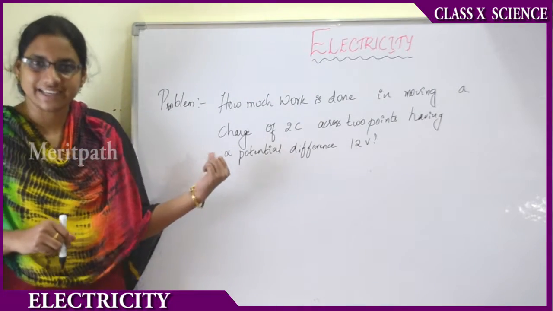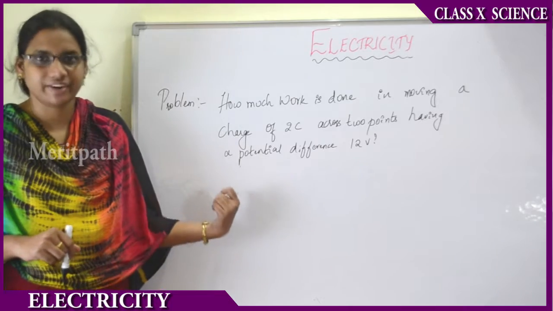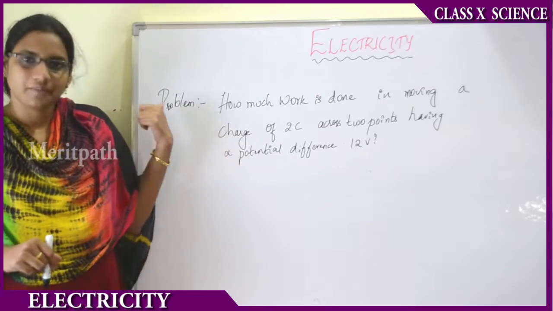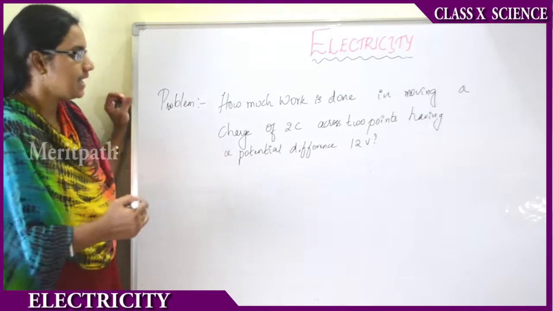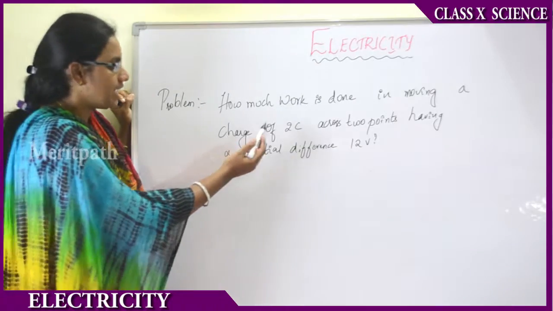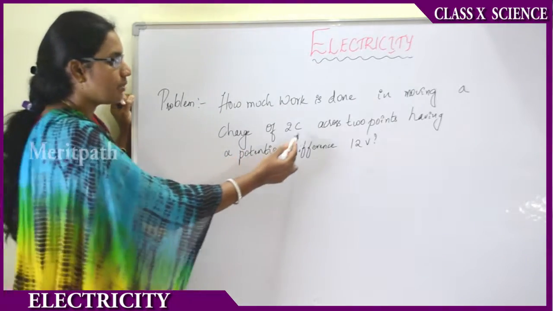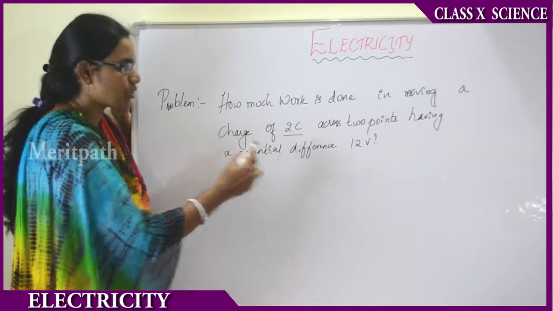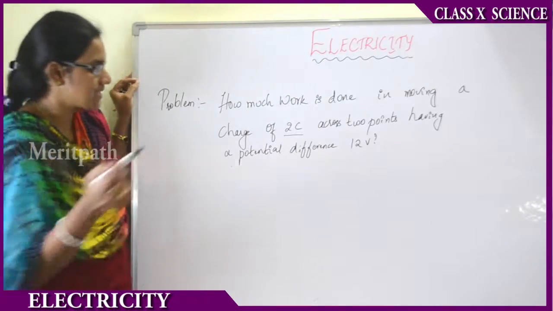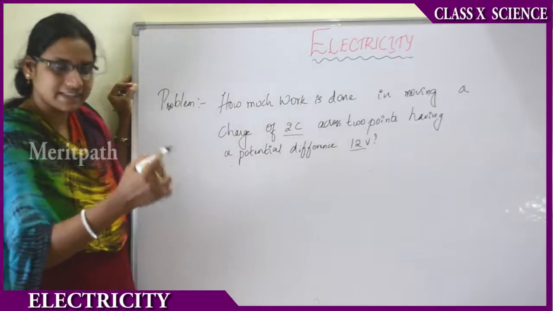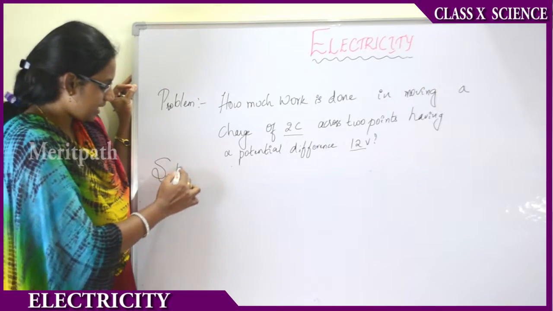Problem, in order to understand the potential difference and current. Let us see this. How much work is done in moving a charge of 2 coulomb across 2 points having a potential difference of 12 volts? That means the potential difference of 12 volts is given. Solution, we will be finding out here.